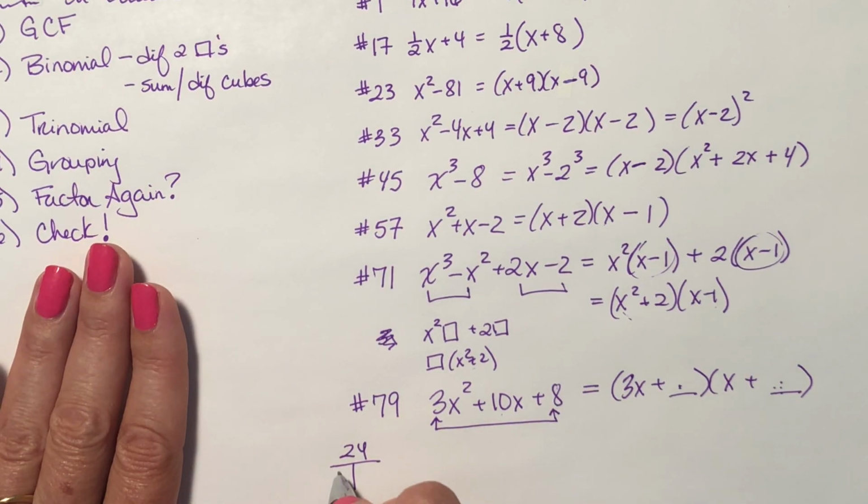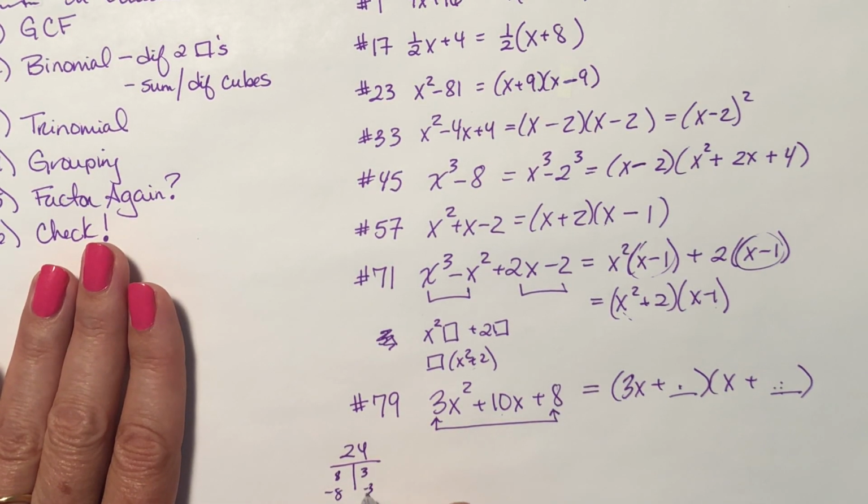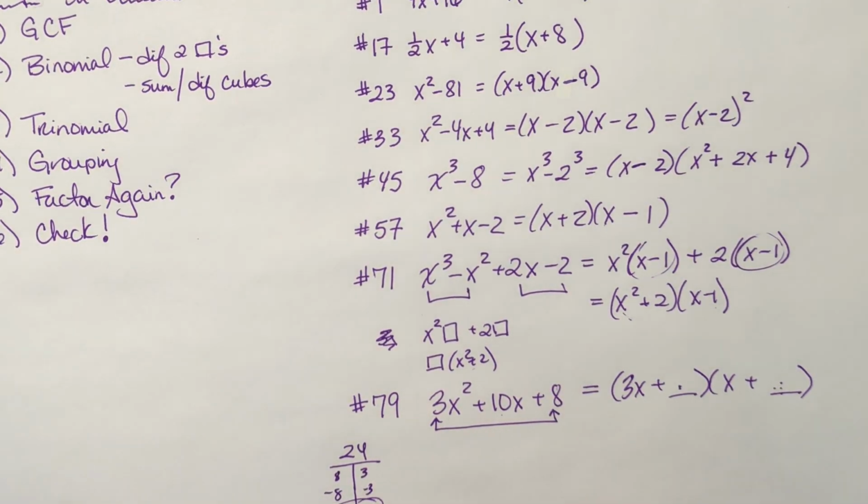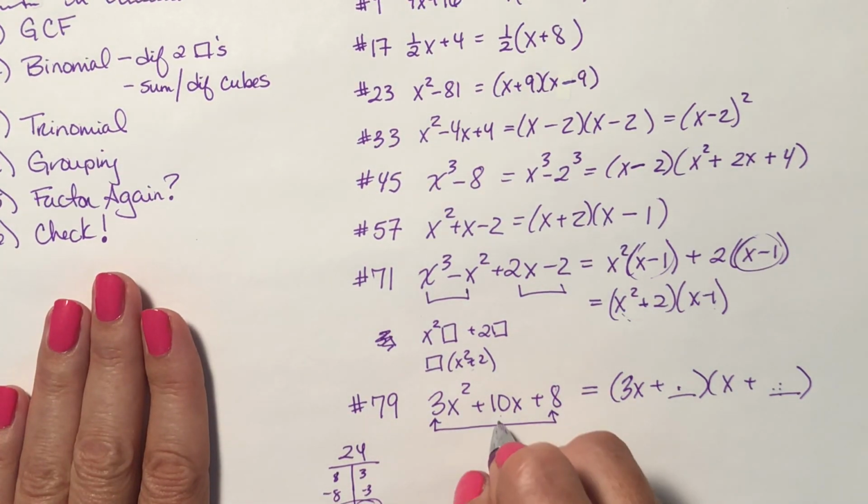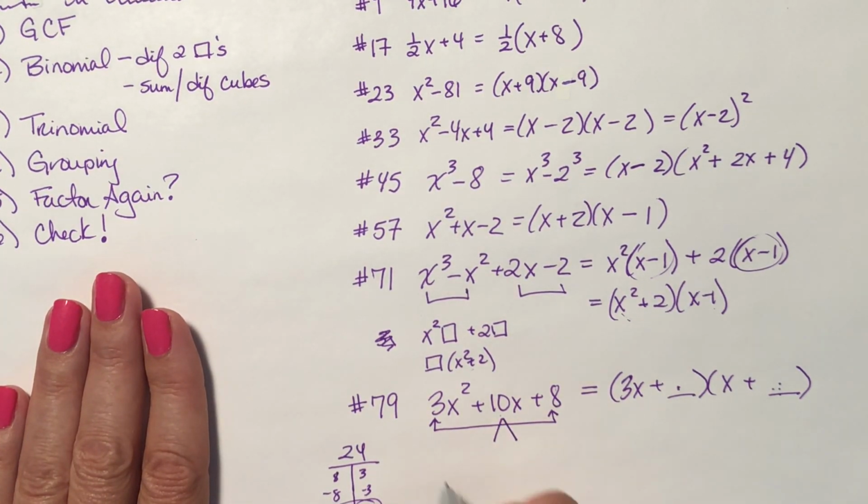All right, so I go through 8 and 3, negative 8, negative 3, and so on, and I get all the way down to 6 and 4. And that's going to work for me. Okay, so what I can do is I can take this middle term, this 10x, and I can break it down into 6x and 4x and 8. All right, and then we can go ahead with our grouping.